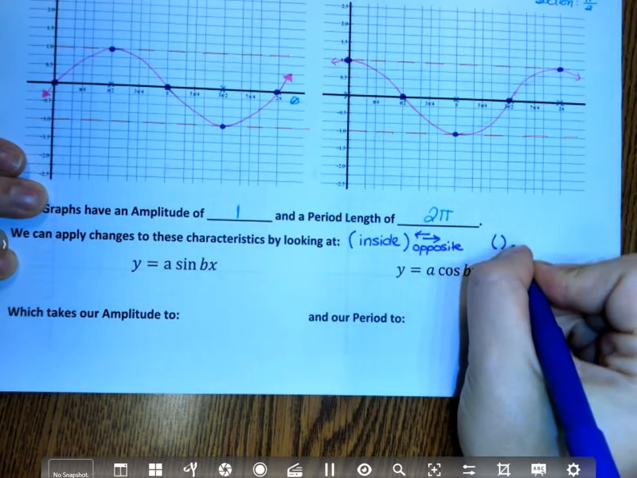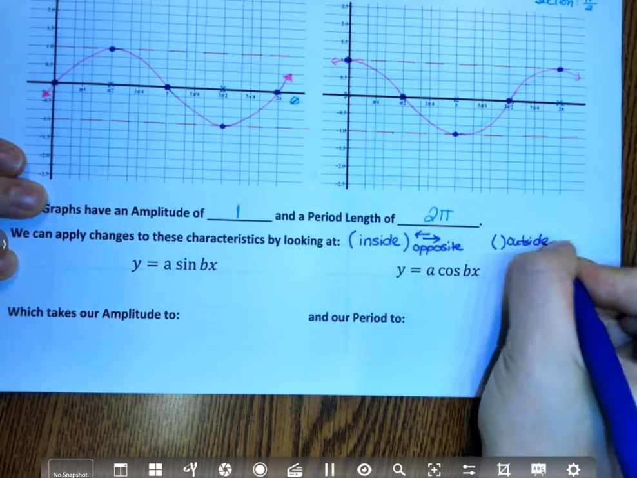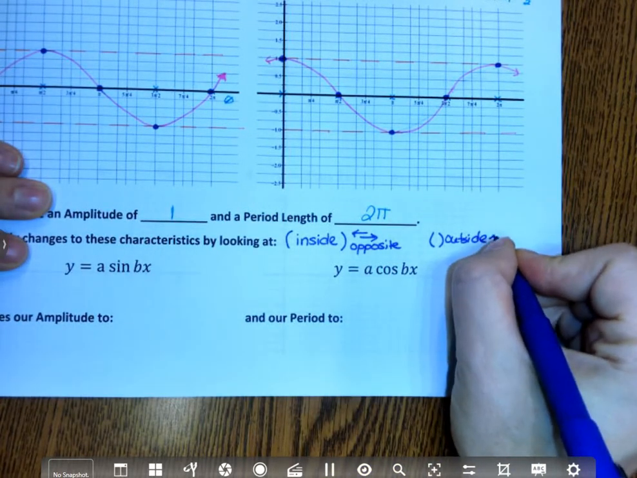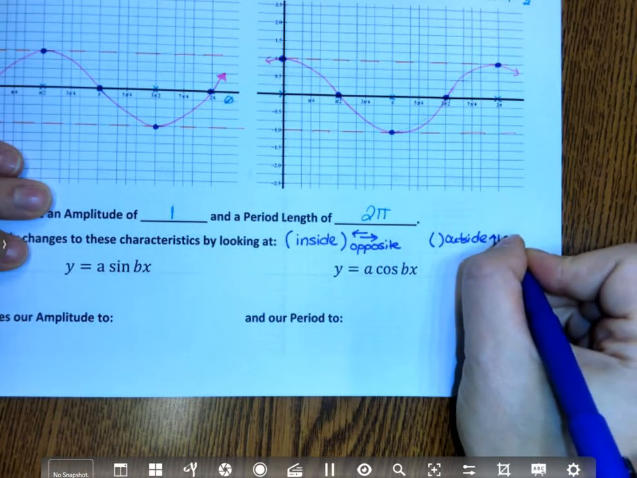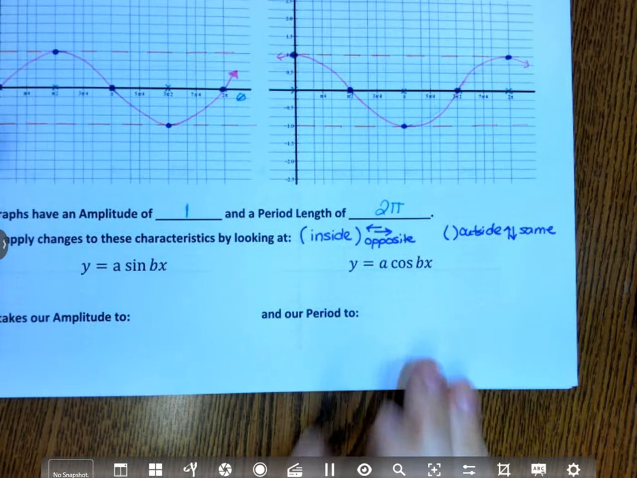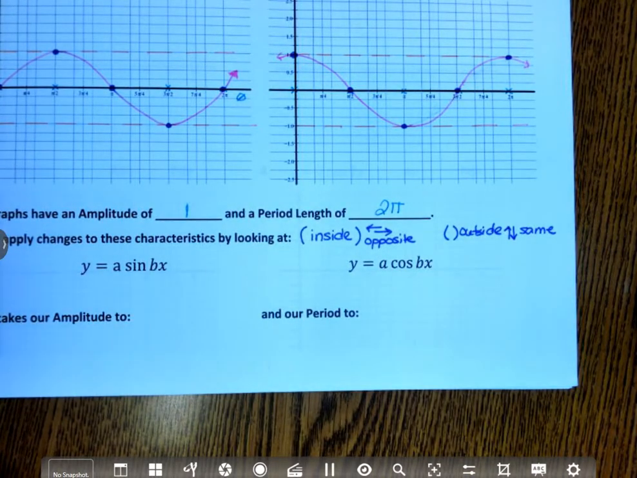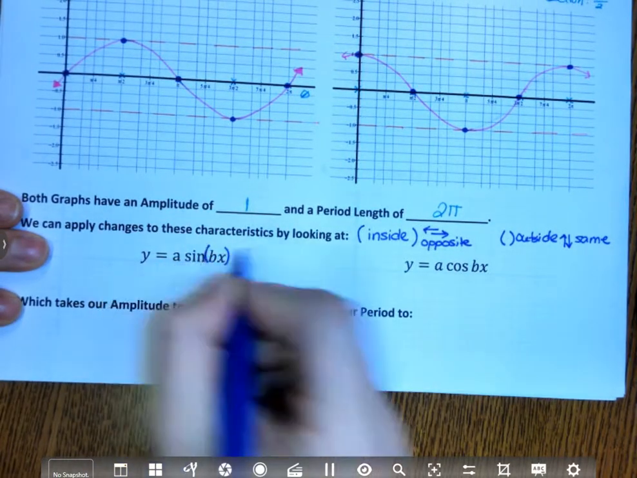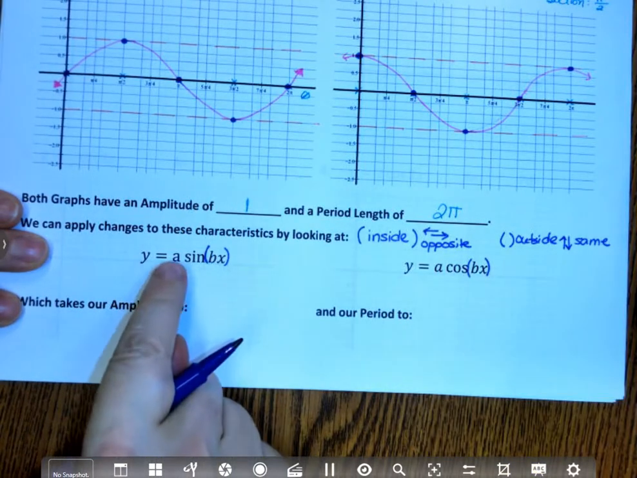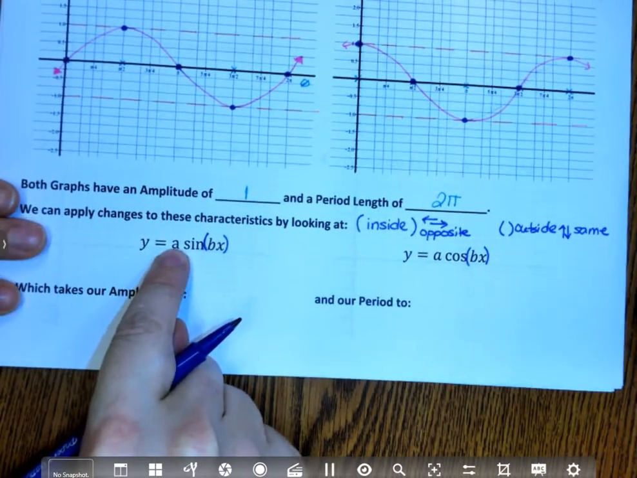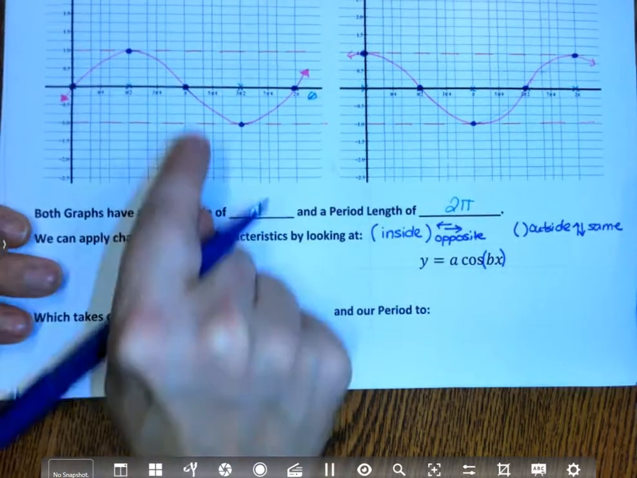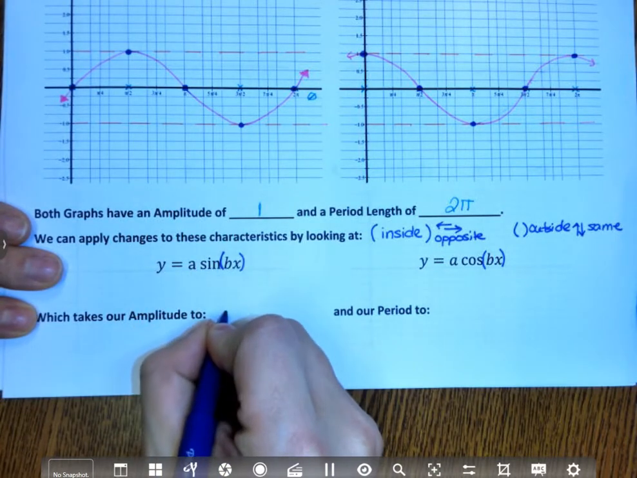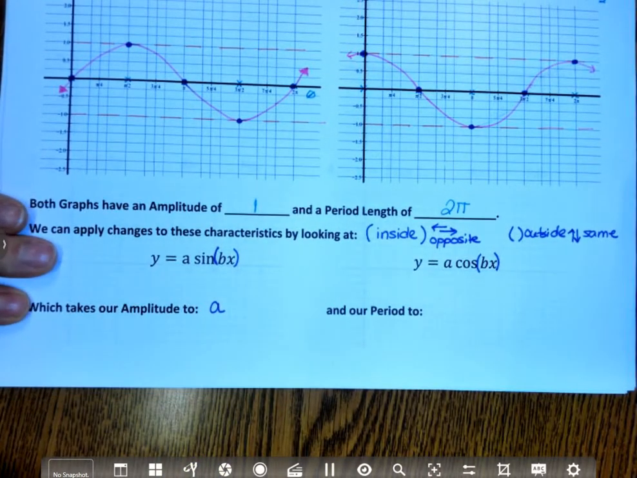If it is outside the parentheses, which direction does that go? Up and down, and it is the same. Nothing is changing. This directly following the sine is considered inside your parentheses. That A is considered outside. What that does is that says that my amplitude, which is the vertical movement, the up and down, is your amplitude. So whatever A is, that is your amplitude.